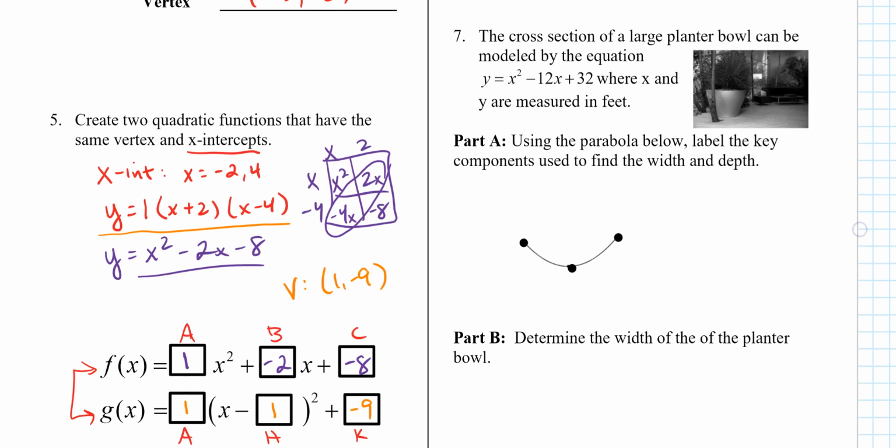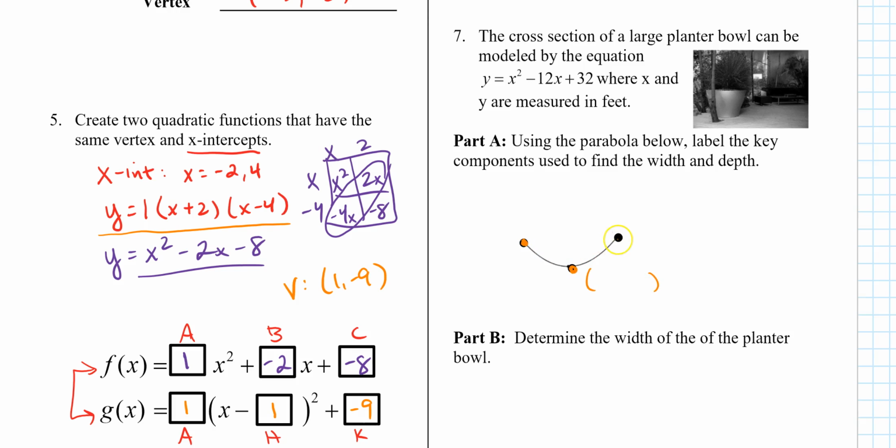All right, number 7, the cross section of a large planter bowl can be modeled by the equation where x and y are measured in feet. Using the parabola below, label the key components used to find the width and the depth. So this is the depth of my bowl, which looks like it's the vertex. So that's going to be a point, h and k.